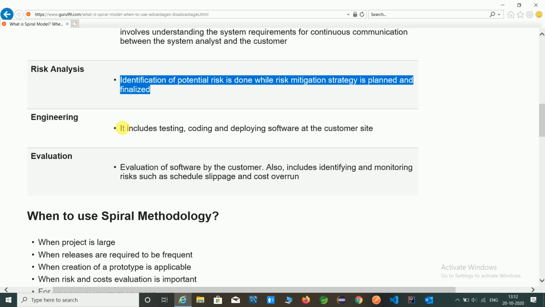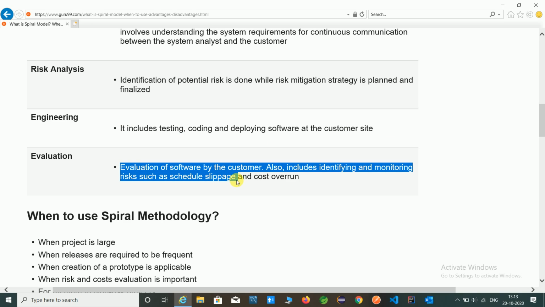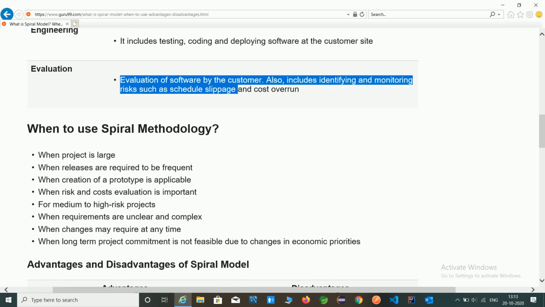Next is engineering. It includes testing, coding, and deploying the software at the customer site. In the evaluation phase, we release the product: we can publish the project and hand it over to the customer.